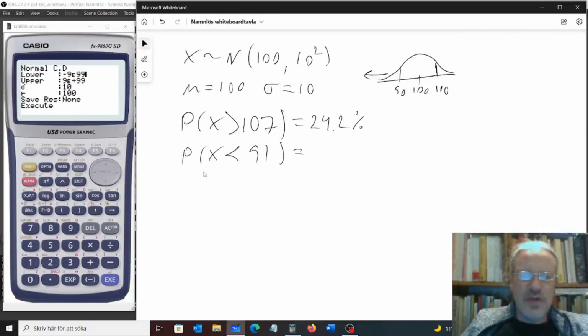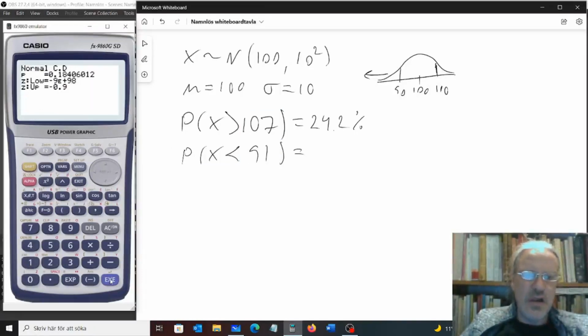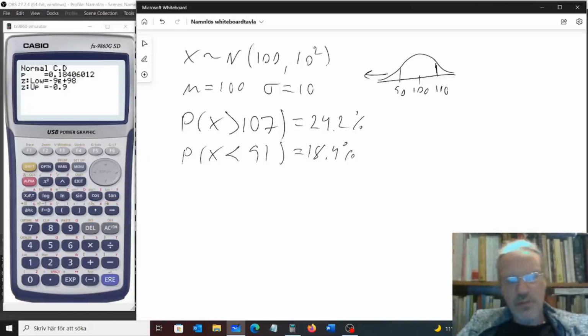So say we want to calculate this probability. Our upper value now will be 91. So from basically minus infinity to 91, we have still 10 and 100. We find the probability to be about 18.4%. We have solved the problem.